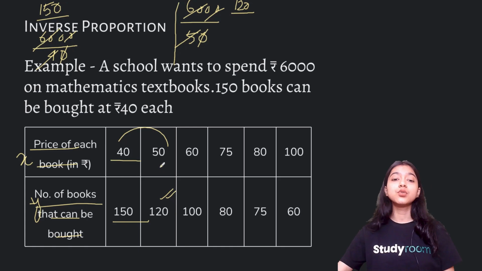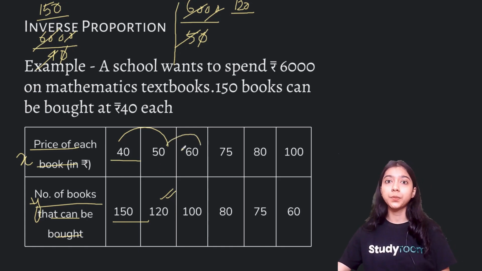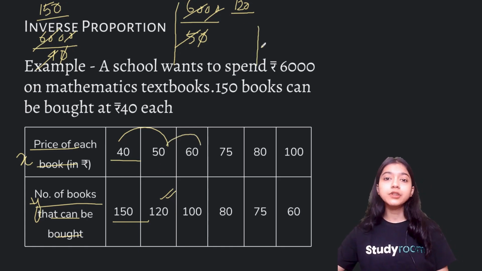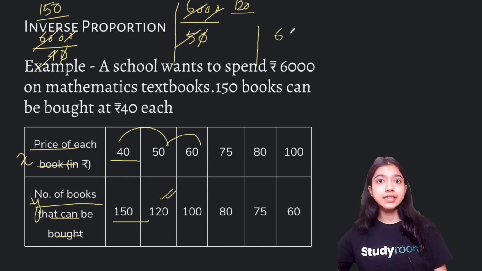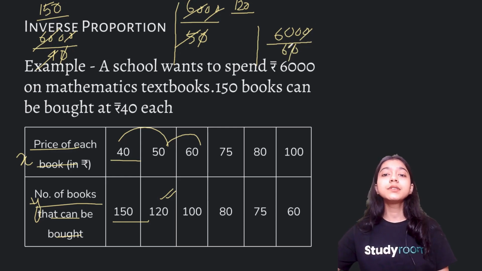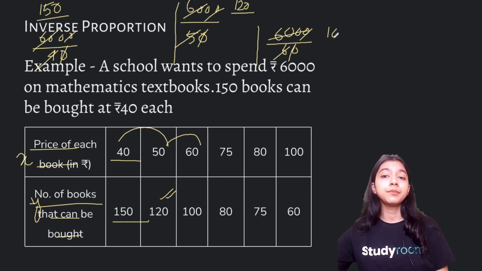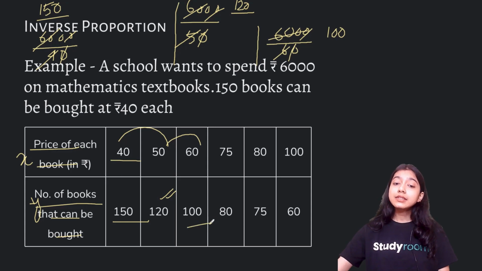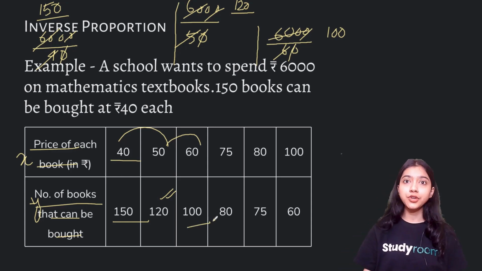Again, the price of the book is increasing from 50 rupees to 60 rupees. Now let's calculate the number of books that can be purchased within the same amount, that is 6,000. And the price of each book is 60 rupees. 0 gets cancelled out with 0, 6 gets cancelled out with 600, leaving behind 100. So in this case, we'll be able to purchase 100 books.